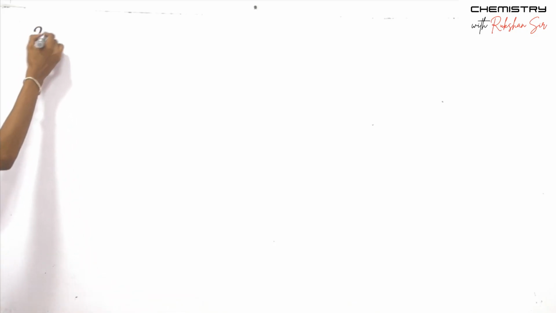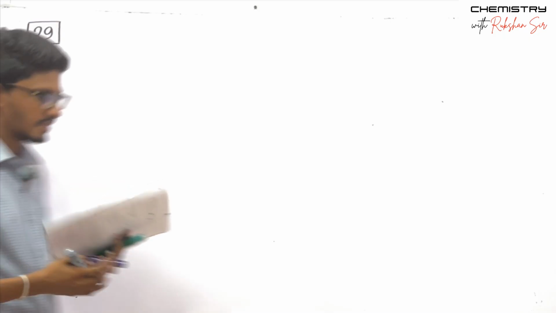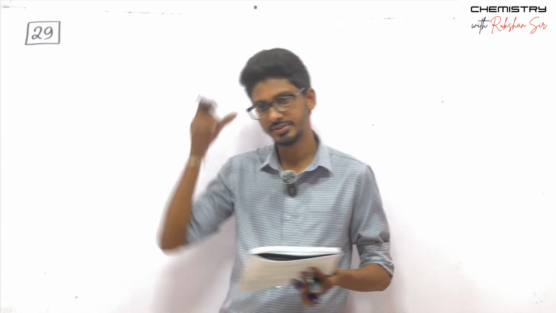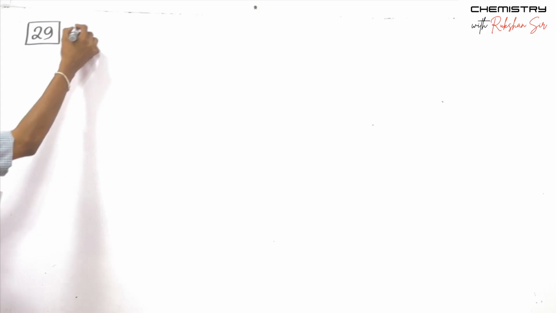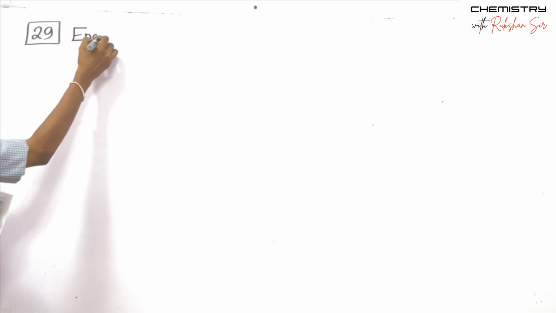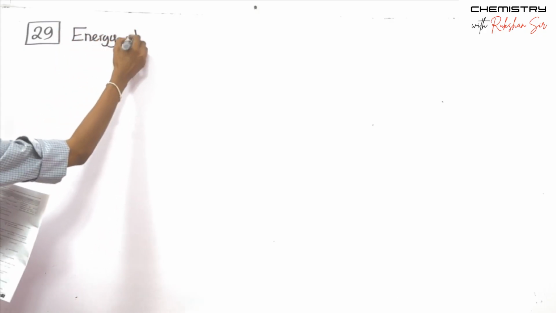Question 29. See what it says. Green light of wavelength 4.42 × 10⁻⁷ meters is observed in hydrogen spectrum. The energy of one photon of this green light is, right? The question is regarding the energy of a photon.